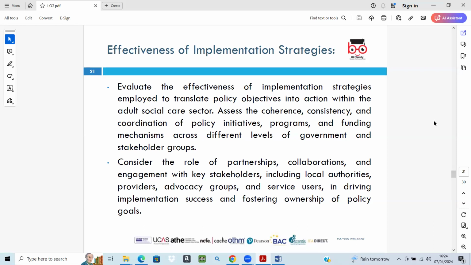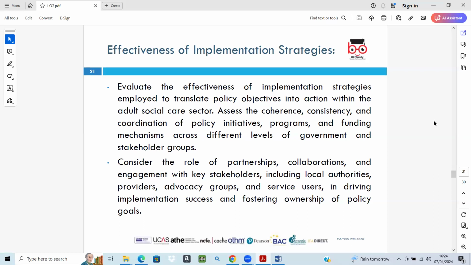Then we can look for the role of partnership and collaboration. We always evaluate how partnership between government, care providers and other stakeholders contribute to achieving policy goals. And we discuss the stakeholders, and there are again some challenges and solutions.